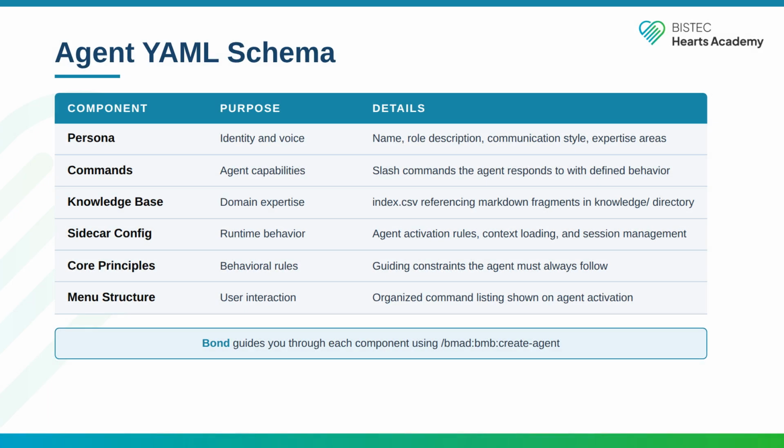The agent YAML schema defines the structure of every agent in the BMAD ecosystem. Understanding each component is essential. Persona is the agent's identity and voice. This includes the agent's name, role description, communication style, and areas of expertise.